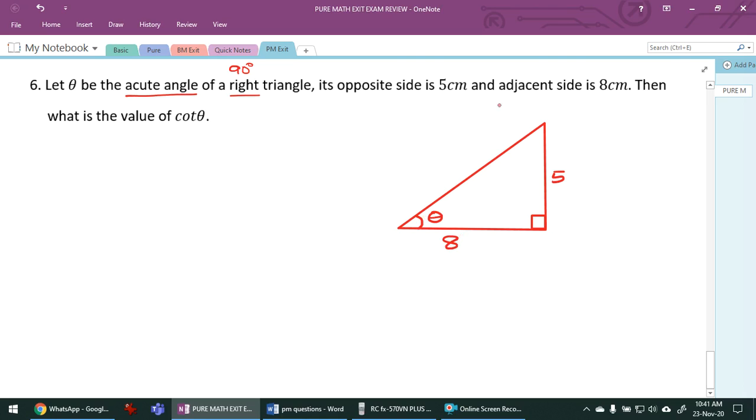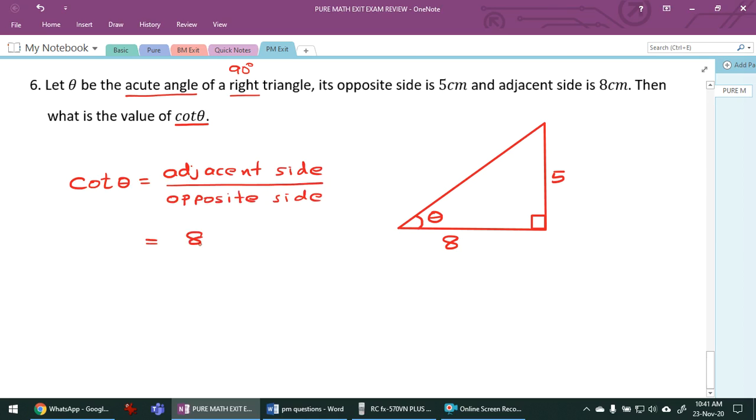Then what is the value of cot theta? The rule for cot theta is adjacent side by opposite side. So the adjacent side is 8 and the opposite side is 5. That's all.